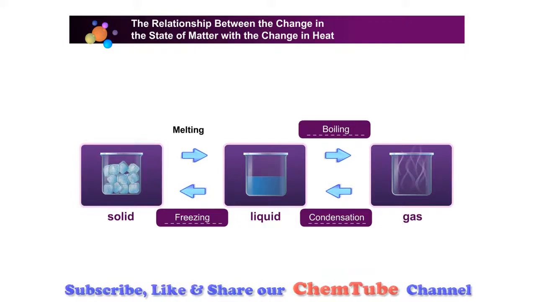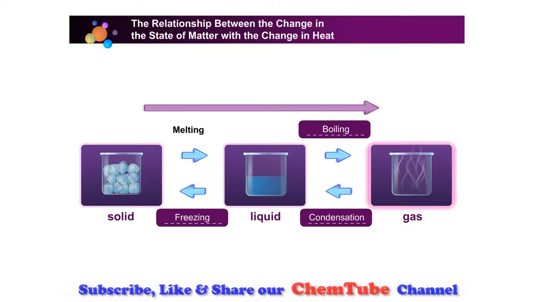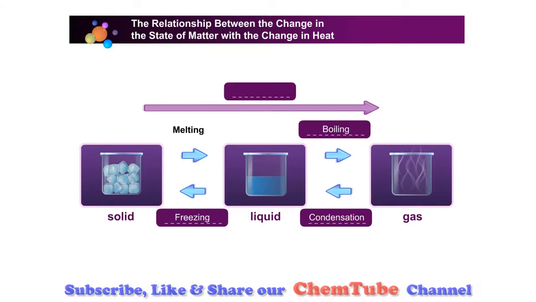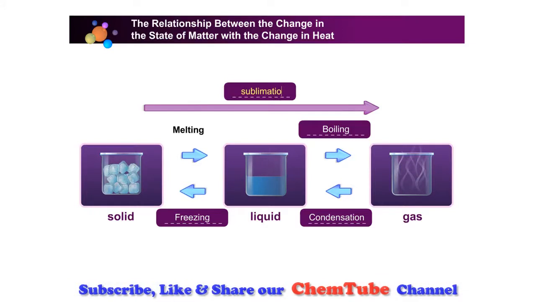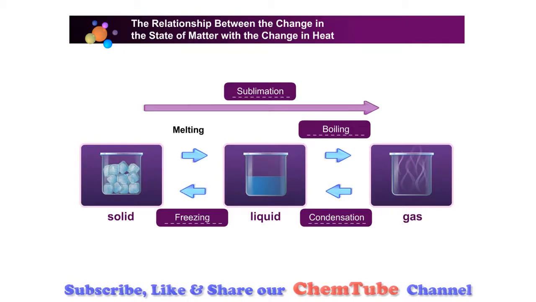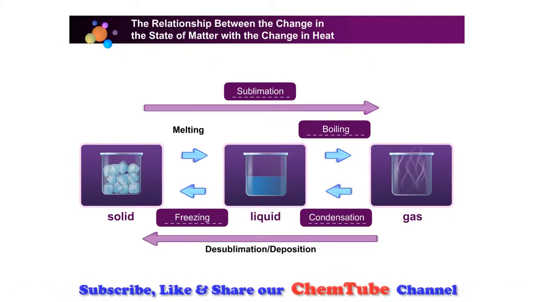Some solid can change to gas without undergoing the liquid state. For example, iodine changes into gas when heated. What do you call this process? Good. The changing process from solid to gas and vice versa without undergoing the liquid state is called sublimation.